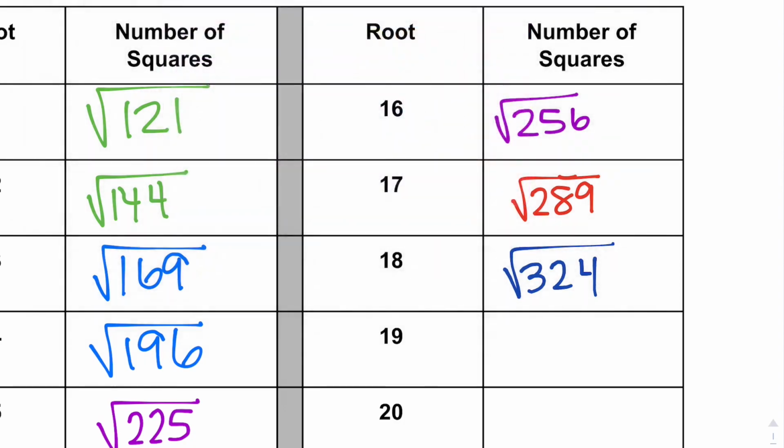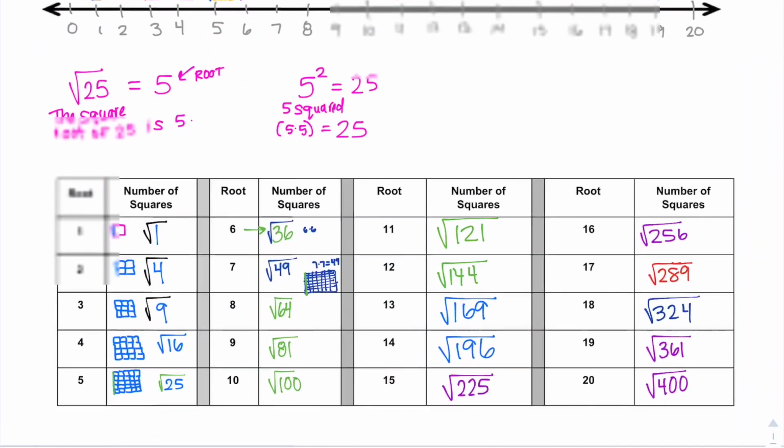For 19, you'd have a total of 361 squares. Do you guys want to draw 361 squares? Anyone? Me neither. That's why having these memorized would be the best. And the square root for 20, the root of 400, is 20, because 20 times 20 is 400.